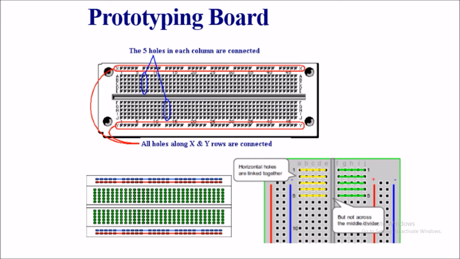Here all holes along the X and Y rows are connected. Horizontal holes at the bottom and the left are linked together horizontally, but not across the middle divider. So here the columns are connected together in the upper one, but across the divider between them there is no connection.